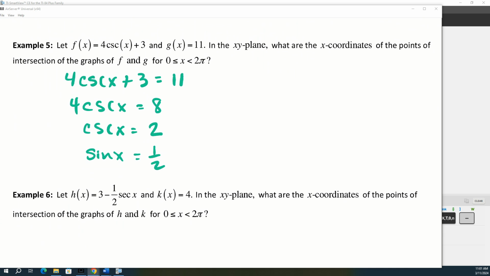So once you get the secant or cosecant or cotangent isolated, then you're going to change them both to their reciprocals. And then we're just going to use the unit circle. And this one, we're given a range of numbers or an interval of angles that we want to find that have a sine of 1/2, and that's just the unit circle angles. And so that is going to be pi over 6 and 5 pi over 6.